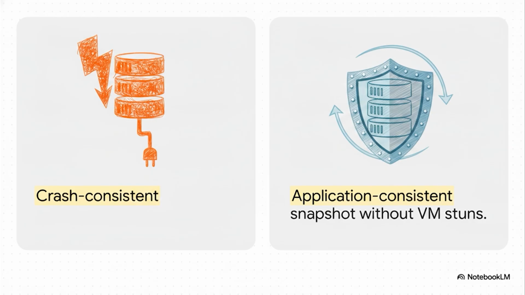And the real beauty here? NGT does all this without causing VM stuns. You know, those temporary, super frustrating moments where a VM becomes completely unresponsive. No stuns here. This is also what allows third-party backup providers like Commvault or Rubrik to take proper app-consistent snapshots natively on the Nutanix platform.